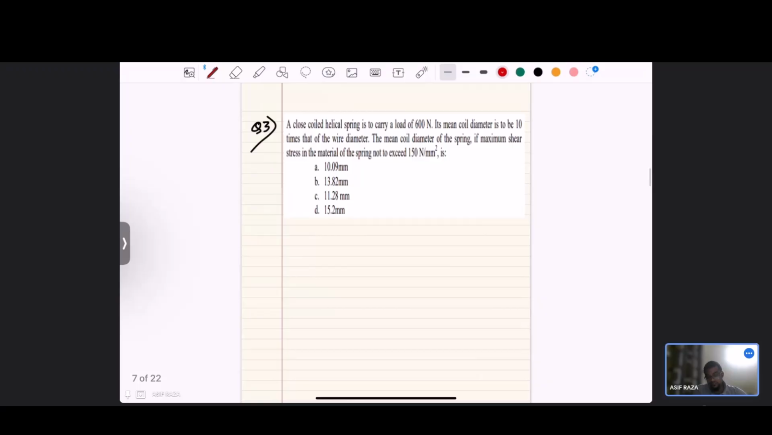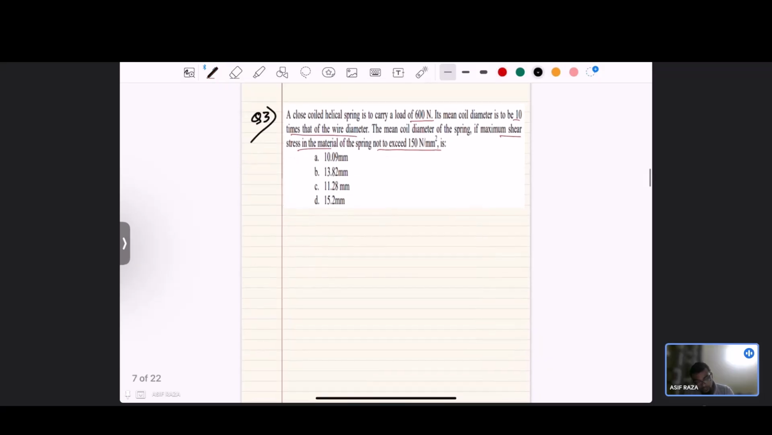Question is, a closed coil helical spring is to carry a load of 600 Newton. Its mean coil diameter is to be 10 times that of the wire diameter. Find the diameter if maximum shear stress in the material of the spring is not to exceed 150 Newton per meter square. The options are 10.09 mm, option B is 13.82 mm, option C is 11.28 mm, option D is 15.2 mm.